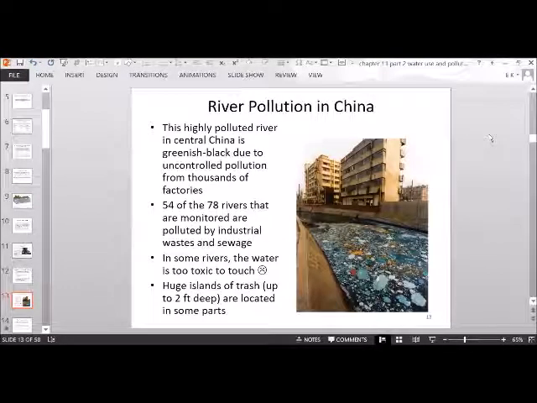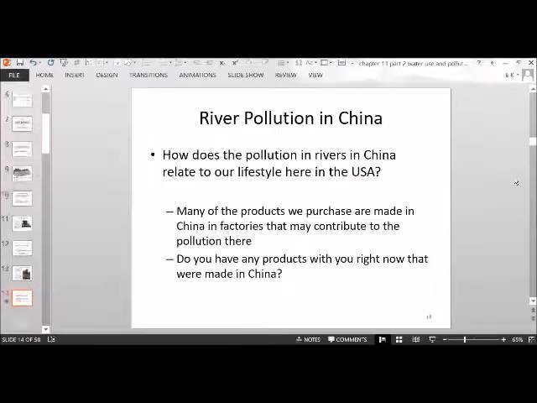So here is a river in China, and it's highly polluted. It's in central China, and the water is greenish black due to the pollution, and the pollution mainly is coming from thousands of factories. And 54 of the 78 rivers that are monitored are polluted by industrial wastes and sewage. In some rivers in China, the water is actually too toxic to even touch. And in some cases, you have huge islands of trash up to 2 feet deep.